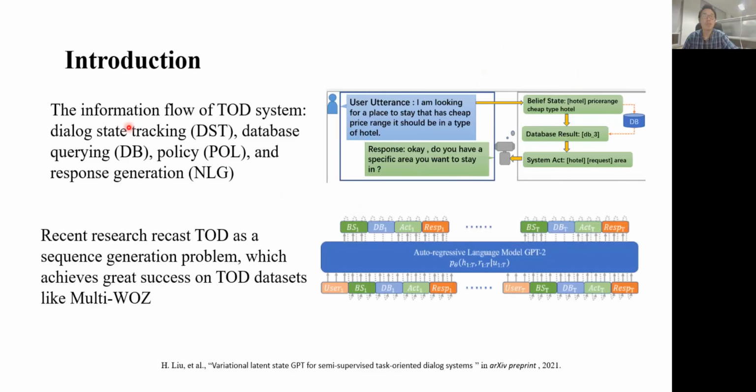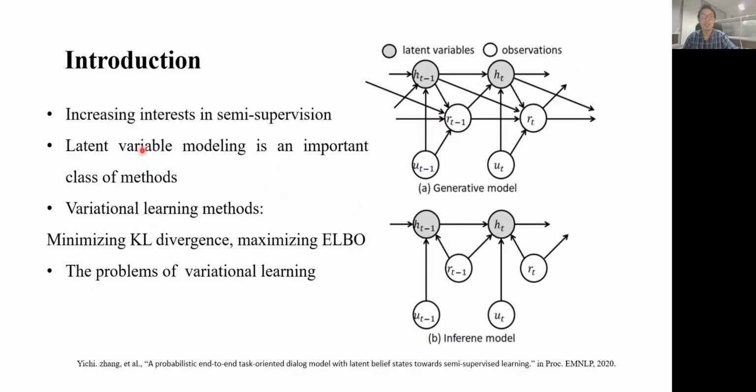First, let me introduce you the information flow of TOD system, which involves dialog state tracking, database query, policy, and response generation. Recent research regards TOD as a sequence generation problem which achieves great success on datasets like MultiWOZ. Despite the success, increasing interest in semi-supervised learning has been aroused, and latent variable model is a frequently used method in modeling semi-supervision problems. Our latent variable model in TOD system is shown on the right, which involves a generative model and an inference model.